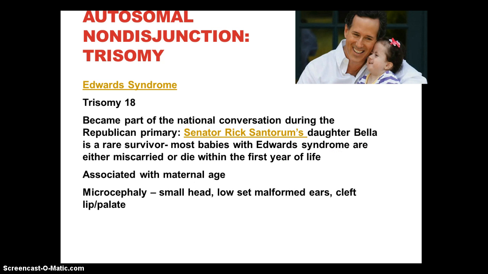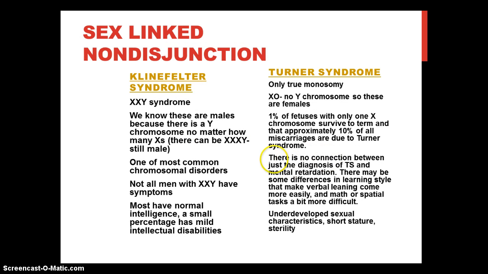Then we have another one called Edwards syndrome. You may have seen during the presidential election, Senator Rick Santorum's daughter, Bella, is a trisomy 18 child. They usually don't survive after the first year of life, and they have microcephaly, a small head. Sex-linked non-disjunction, we have Klinefelter syndrome, which is XXY, and Turner syndrome, which I mentioned to you before, which is XO. Neither one of those lead to retardation, by the way.